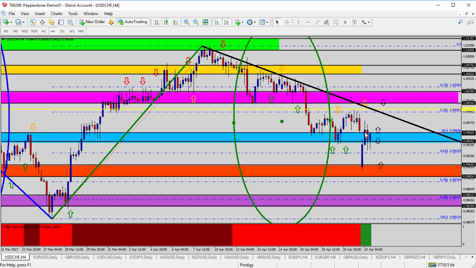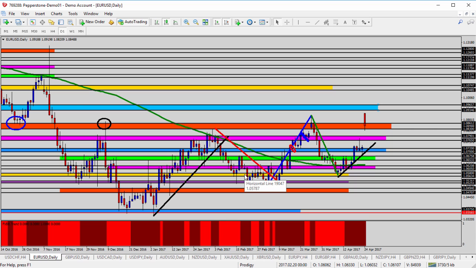So this little blue zone might be our area to watch for the day today. Back above it, we start to look for further reversal. Back below it, we look for the market to head back down towards the orange zone for the dollar franc today. Let's go ahead and move on over to the EUR-USD, the euro versus the US dollar.